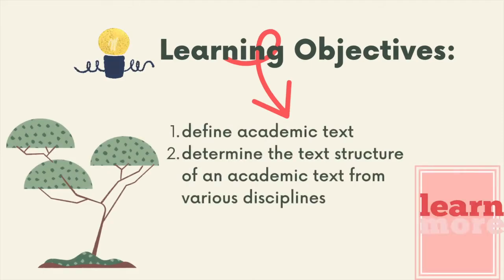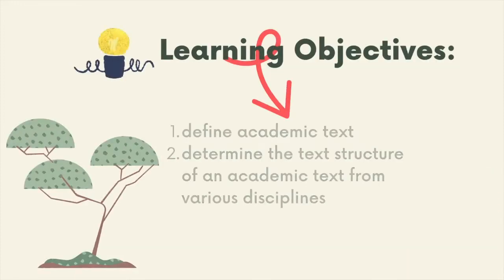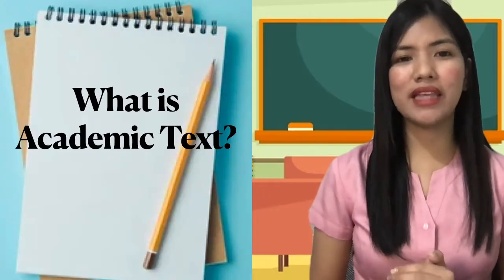So for us to start, let us first know our objective. Our lesson objectives for this video are number 1, define academic text. Number 2, determine the text structure of an academic text from various disciplines. So what is academic text? Do you have an idea? I know that you have read it from your module. Alright, let's define what academic text is.